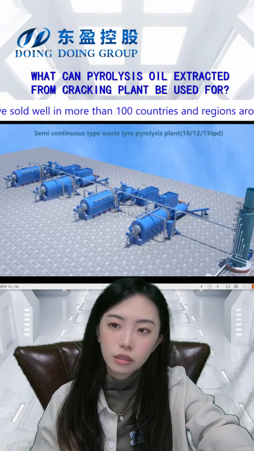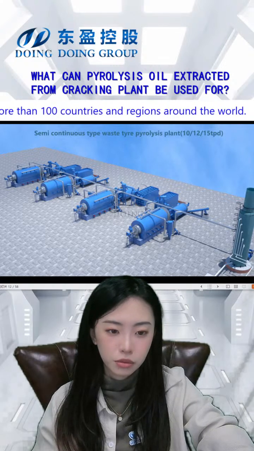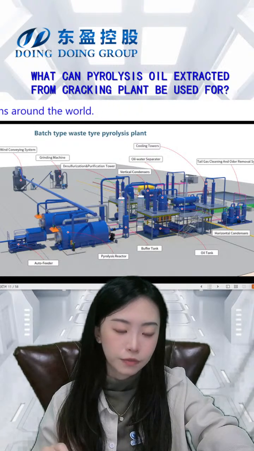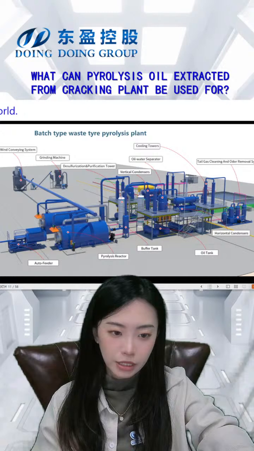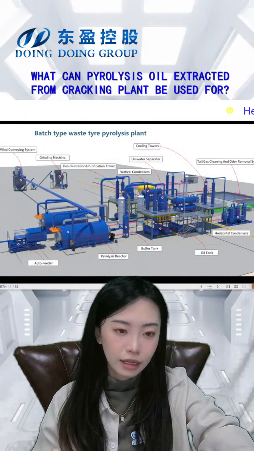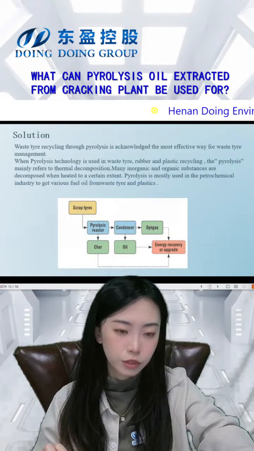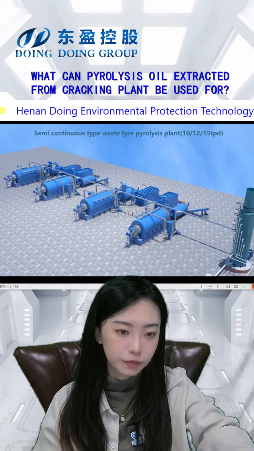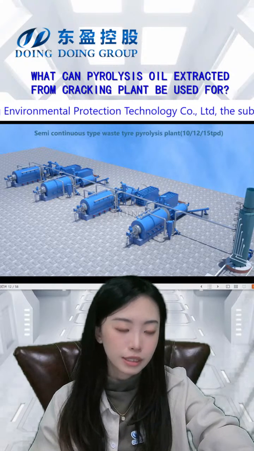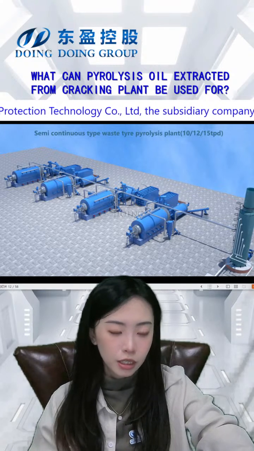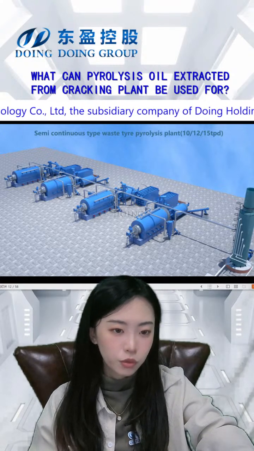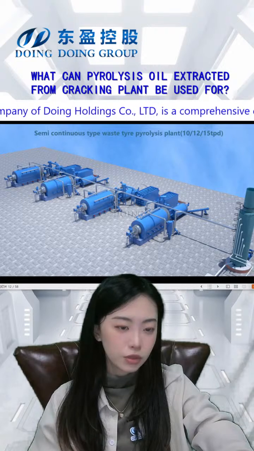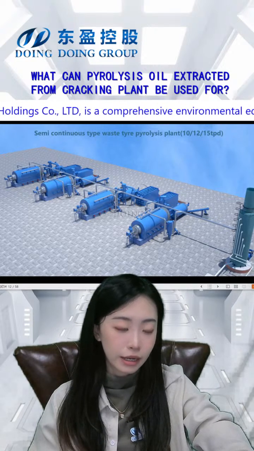Another difference between the semi-continuous and the batch type is the efficiency. For the batch type, we can get 1 batch per day, and for the semi-continuous we can get 3 batches in 2 days. So the efficiency of the semi-continuous one is much higher than the batch type, because it can discharge the carbon black at a high temperature. There are some limitations if you choose the semi-continuous, like the limitation of the raw materials. We need to pre-process the waste tire and waste plastic.